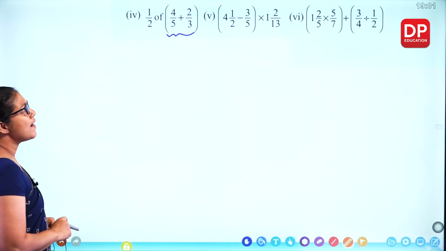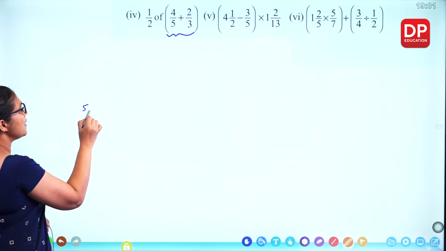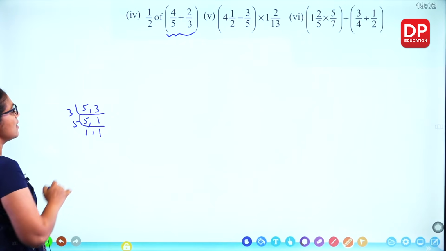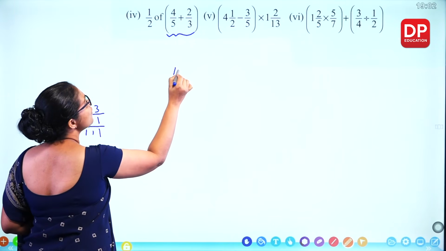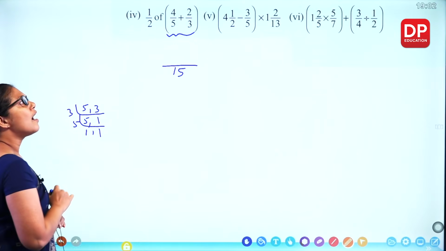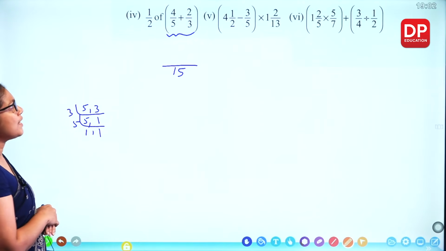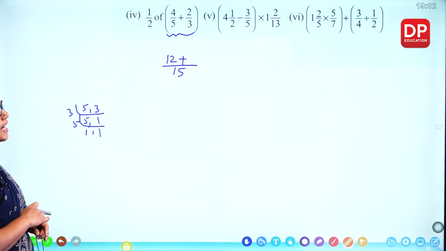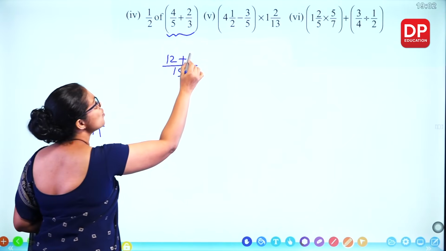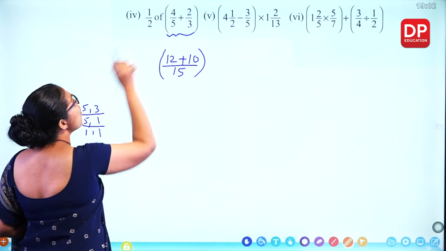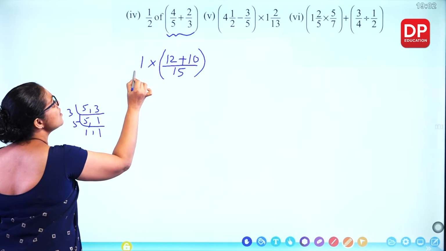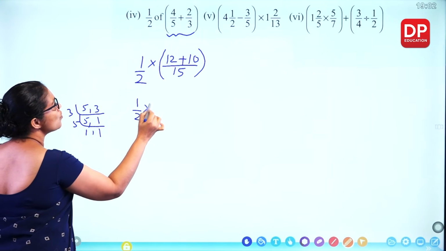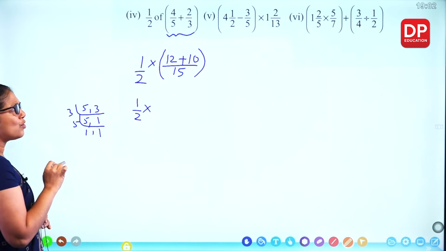So here, 5 and 3, what's the lowest common multiple? You get 15. So you convert this to 15. How do you get 15 from 5? Multiply by 3. 3 times 4, 12. How do you convert 3 to 15? Multiply by 5. 5 times 2, 10. "Of" means multiplication. So you can rewrite the question like this. So half times 12 plus 10 is 22.